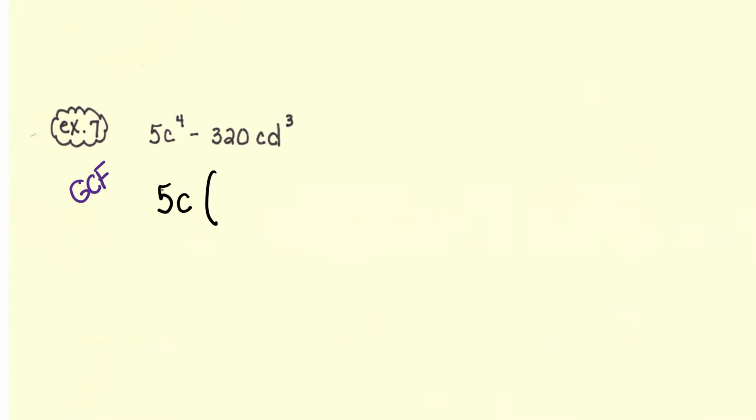So 5 divided by 5 is 1, so that's like a wash. C to the 4th, take out one of them, leaves you with C cubed. Minus, 5 goes into 320 64 times. You have a C, but you canceled that C. And then bring down the D to the 3rd because we didn't touch that. Now it fits the pattern. So bring your 5C over because it is part of my solution.